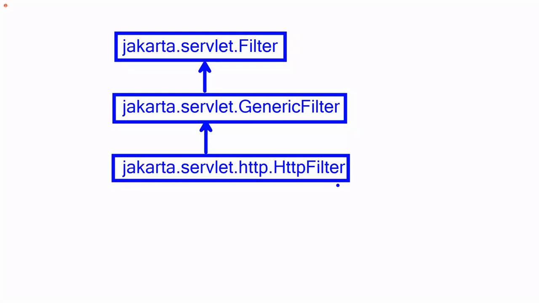If we inherit the Filter interface, how many methods are mandatory to override? One. If you inherit GenericFilter, one only. HttpFilter, no method is mandatory. But overriding which one is better, life cycle or non-life cycle? Non-life cycle is better, because HttpServletRequest and HttpServletResponse can be accessed.